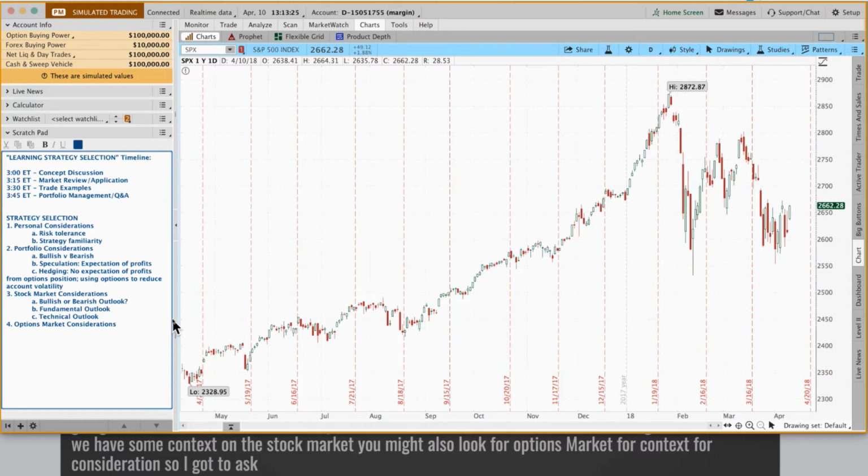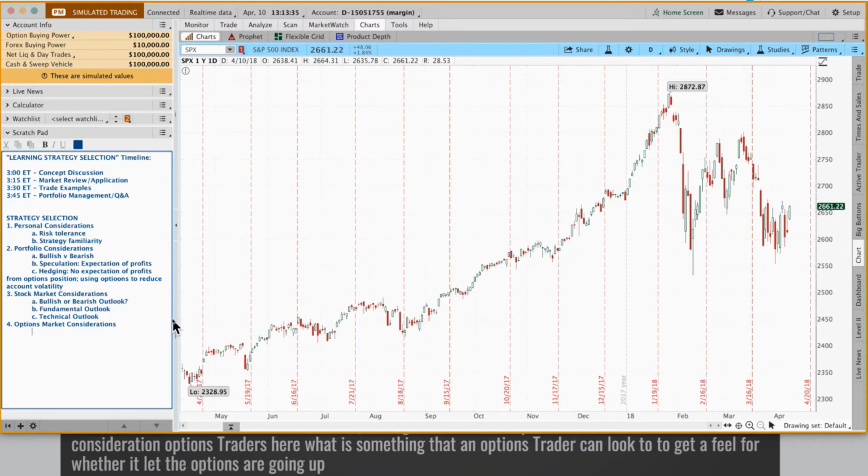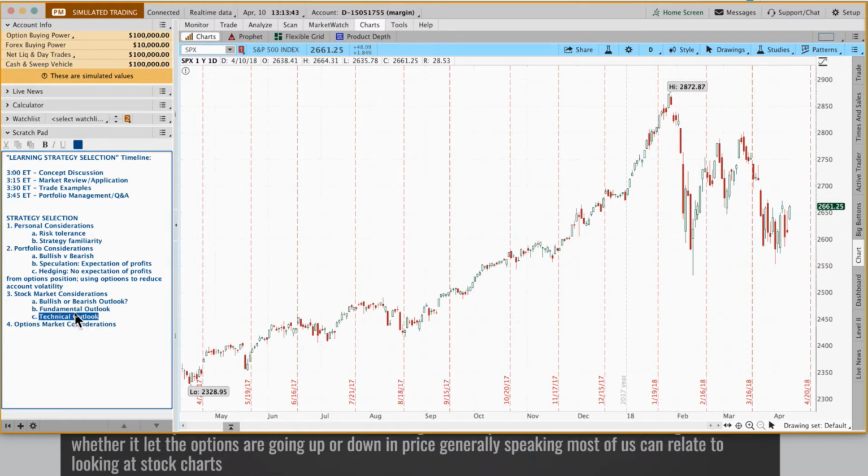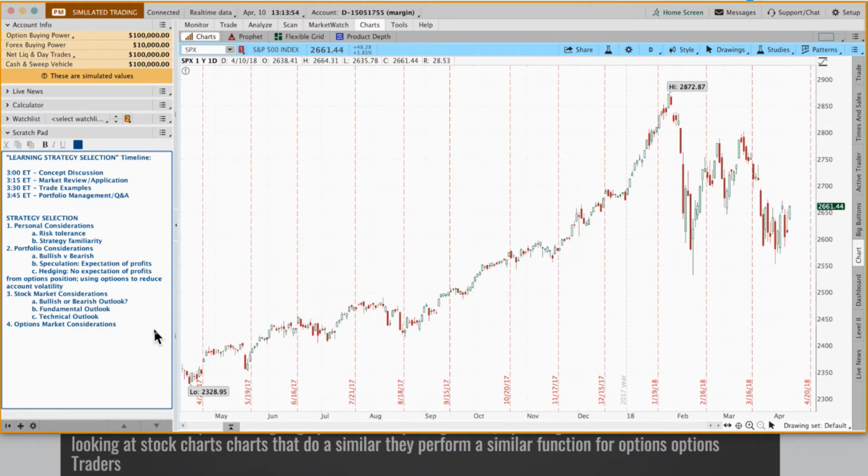So I've got to ask you, those of you who are veteran options traders here, what is something that an options trader can look to, to get a feel for whether, let's say, options are going up or down in price, generally speaking? I think most of us can relate to looking at stock charts to determine whether the stock market is going up or down, but there are actually charts that perform a similar function for options traders.